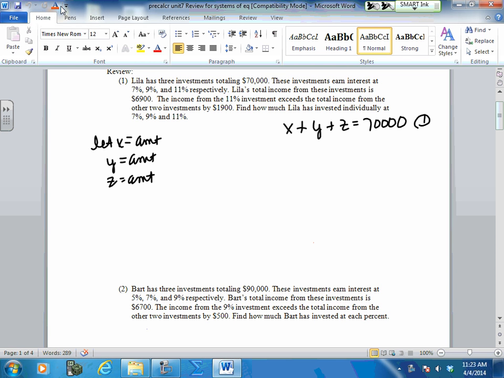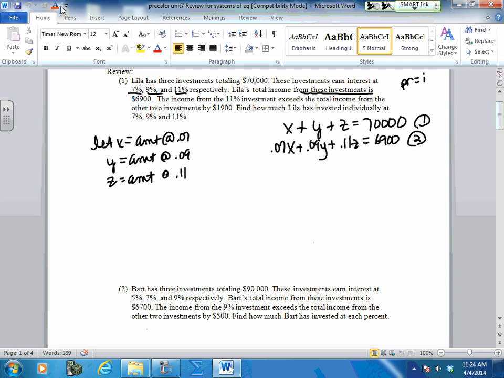There's your first equation. Now, she gets these at 7, 9, and 11%, so at 0.07, at 0.09, at 0.11. The total income from all of these, from her interest, the simple interest, principal times rate, is $6,900. So second equation: 0.07 times the first amount, 0.09 times the second amount, and 0.11 times the third amount gives us our $6,900.